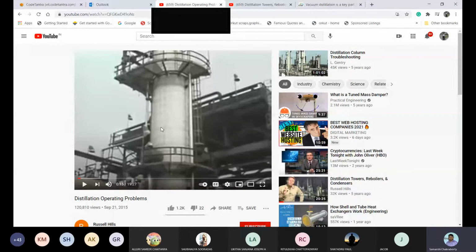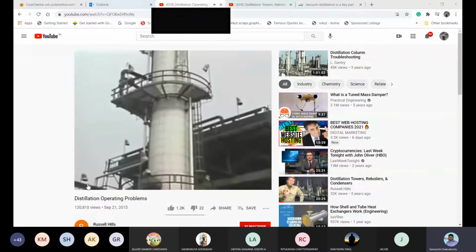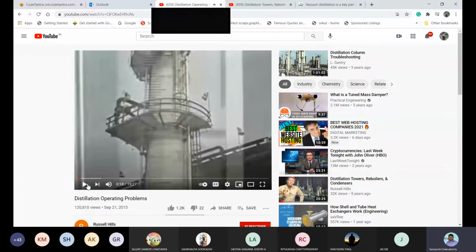So, distillation column operating problems, these would be discussed. Okay. And the falling liquid in the column. Can you hear the voice?